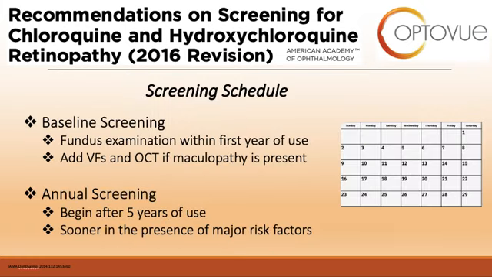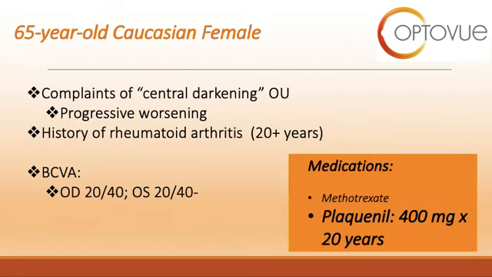So again, you can change this in your practice. I still tend to see my Plaquenil patients pretty frequently, but if you go by the AAO guidelines, they say that after the first 5 years, you should begin an annual screening. Now, if the patient has concomitant risk factors, then obviously we want to watch them more closely. So let's look at an example here of a 65-year-old Caucasian female. I want to show you how we can apply the clinical guidelines to this case.